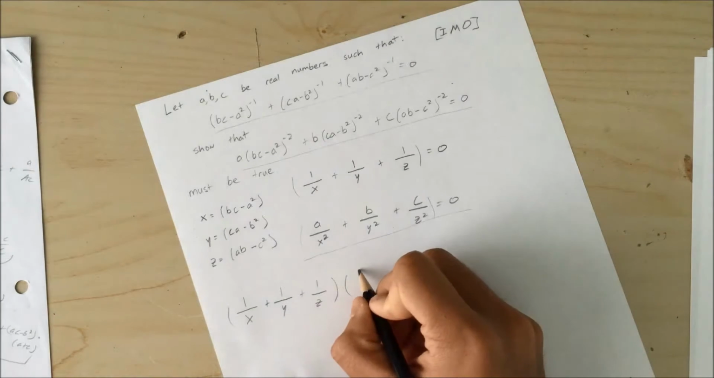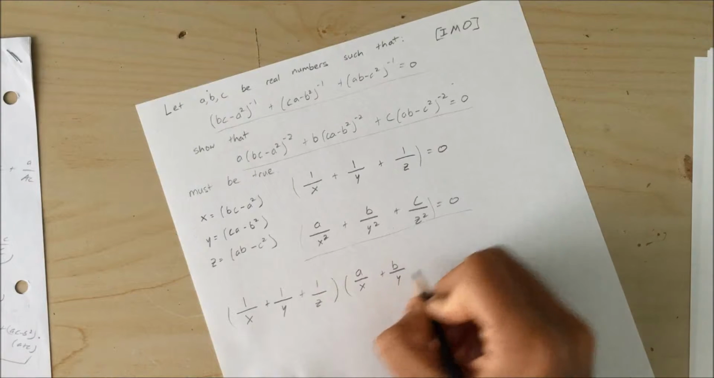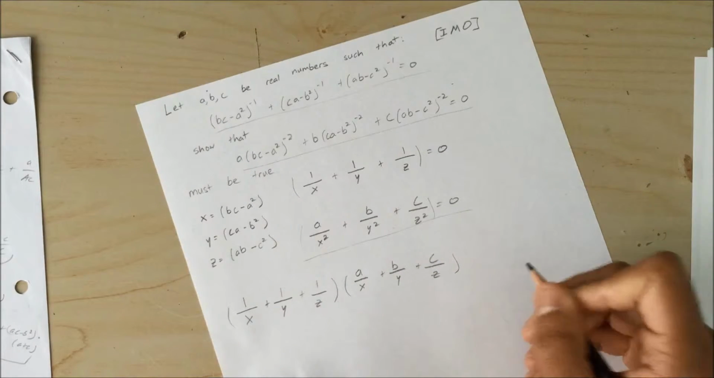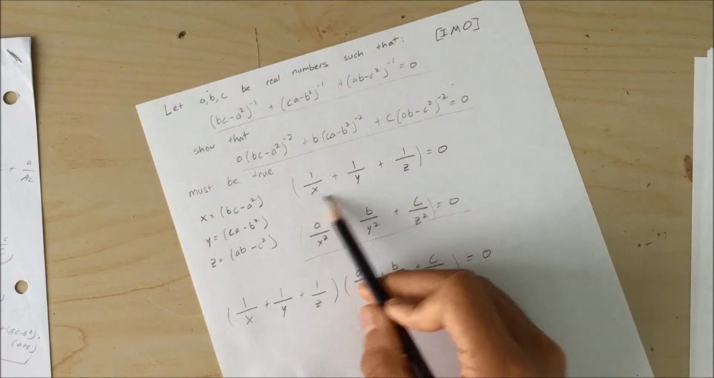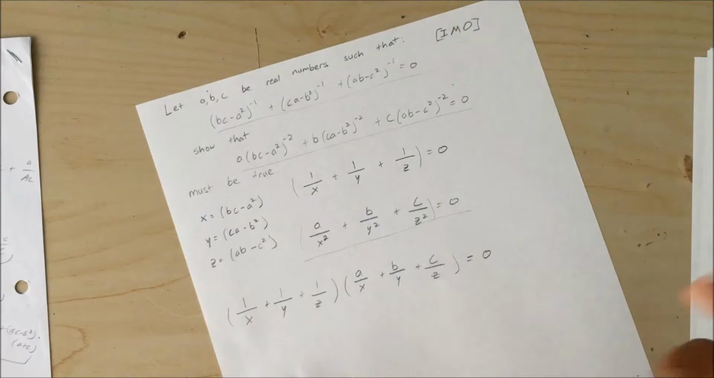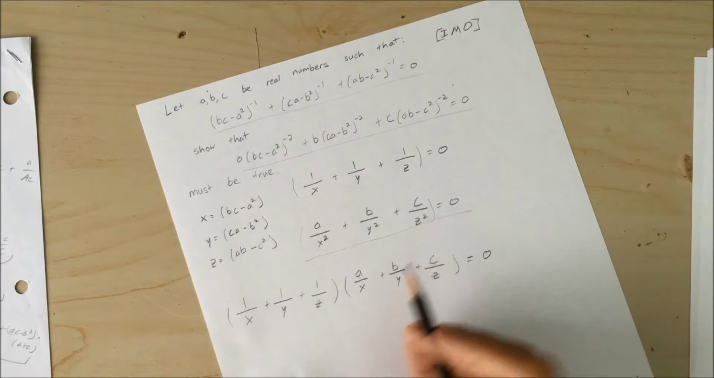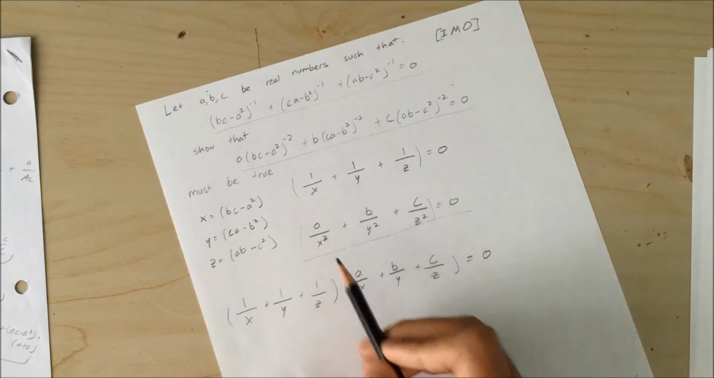It is going to have to be a over x plus b over y plus c over z is equal to 0. And we know that this is equal to 0 because we know that this term is equal to 0, and anything multiplied by 0 is 0. If you see, this will in fact produce these terms because you have 1 over x times a over x, which will produce a over x squared.